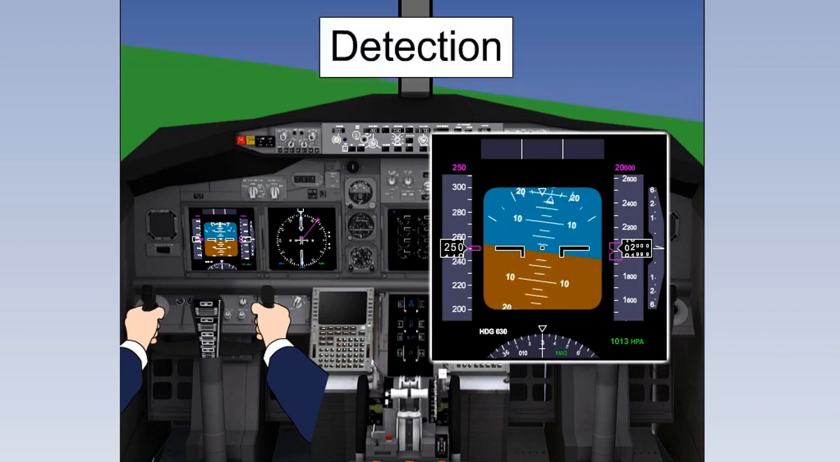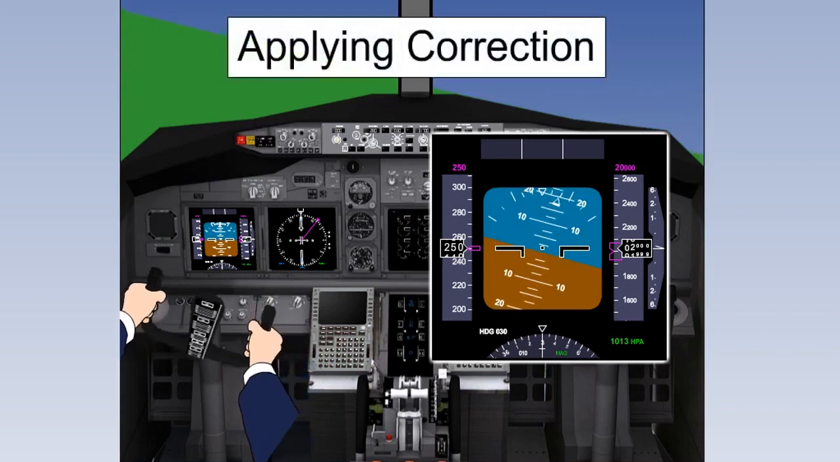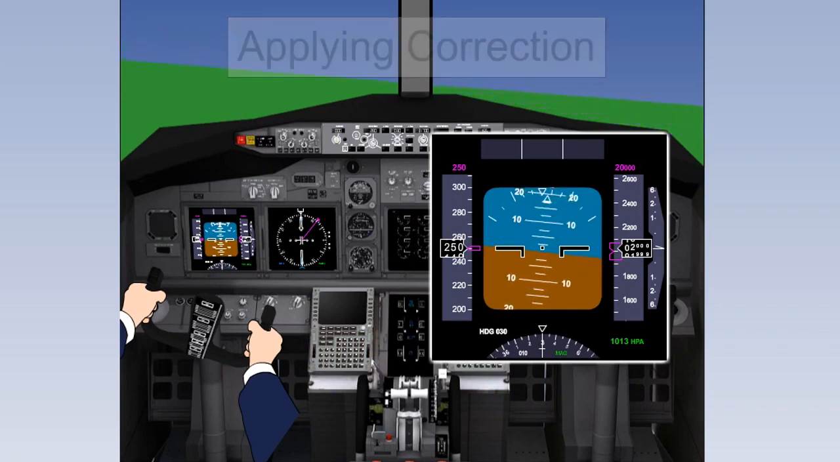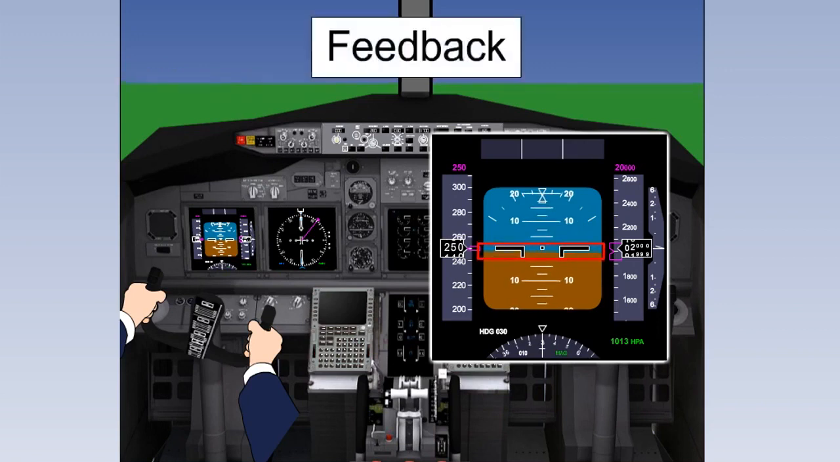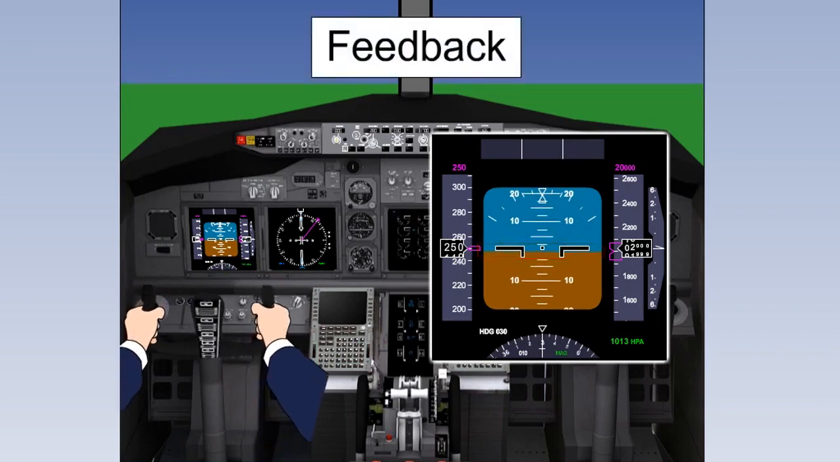Detection of a change from the required attitude, calculation of the correction required, applying that correction into the flying controls, checking the response of the aircraft, and removing the control input when the required correction has been achieved. This is also referred to as a closed-loop control system, as it has feedback. In this case, the feedback is aerodynamic, the aircraft letting the pilot know that it is responding to the flight control input.